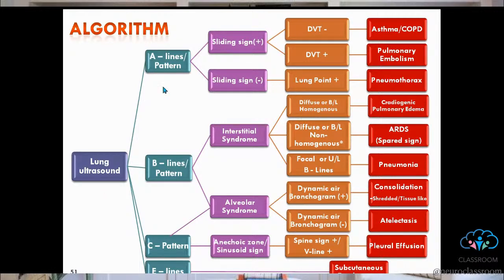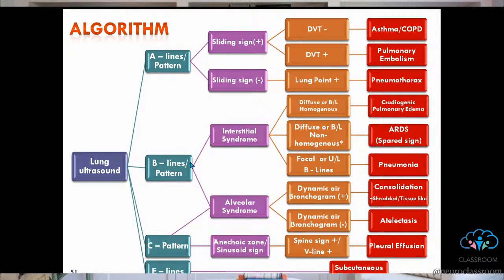I have divided it into A pattern, B pattern, and C pattern. If you are getting A lines, then it is simply normal, indicating a normal lung; that is the A pattern. If you are getting a sliding sign and the DVT is negative, then the diagnosis will be asthma or COPD. If the DVT scan is positive, then the diagnosis will be pulmonary embolism. Now, A lines are present but the sliding sign is absent, and in addition you are getting the lung point, then the diagnosis will be pneumothorax. If you remember, sliding sign absent, lung point present, diagnosis is pneumothorax.